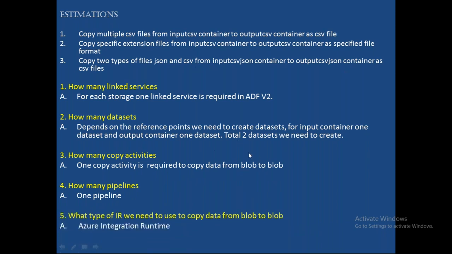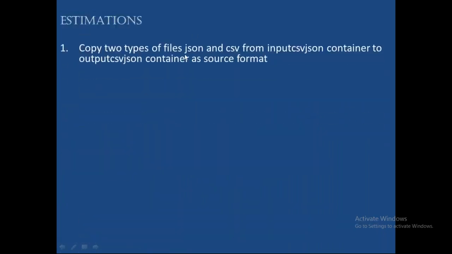Okay, next. So next estimation is for this particular thing. Copy two types of files, JSON and CSV, from input CSV JSON container to output CSV JSON container as source format, meaning you have an emp.json and cust.csv. When I load these files into the output container, I want to see it like this. If my source file is emp.json, in my output also I should be able to see it as emp.json. If on my source side I have a file cust.csv, output side also I should be able to see cust.csv.